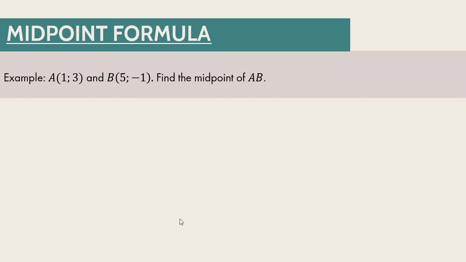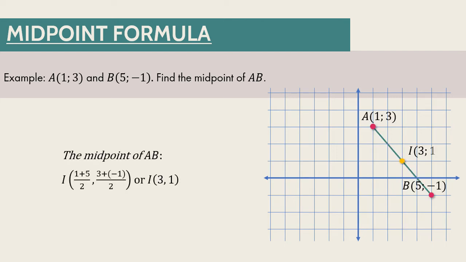A (1, 3) and B (5, -1) are given. Find the midpoint of AB. So you can see on the Cartesian plane the point A and point B. If you use the geometrical method, the visual method, you can find that the midpoint I has coordinates (3, 1). If you look at the Cartesian plane and use your visual power, you can determine that the point I is equal to (3, 1).